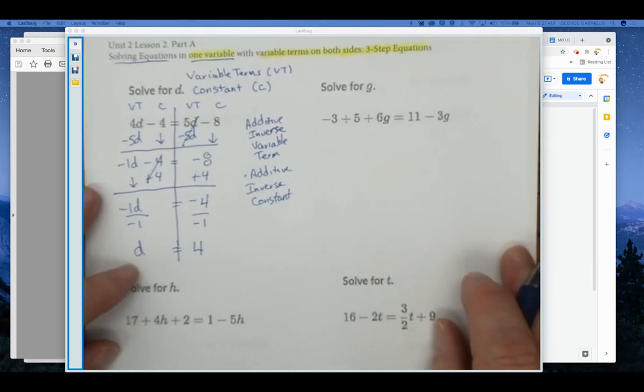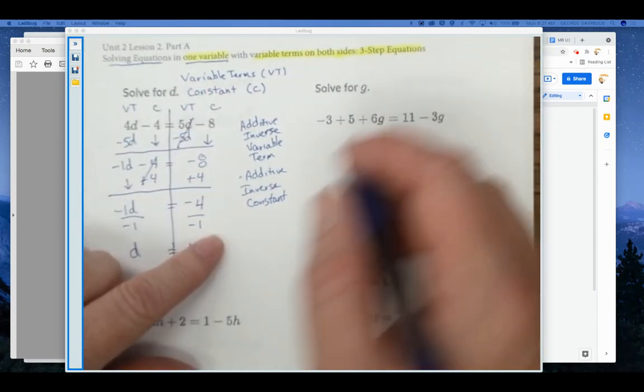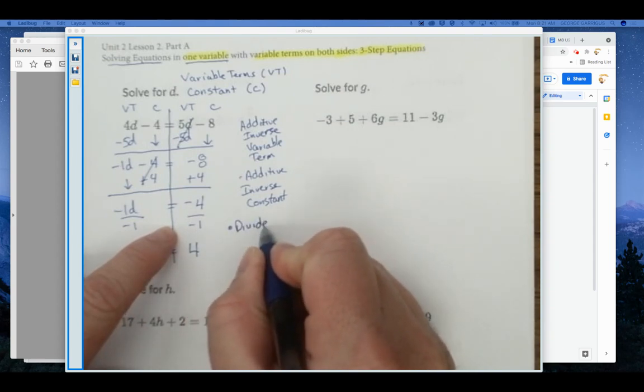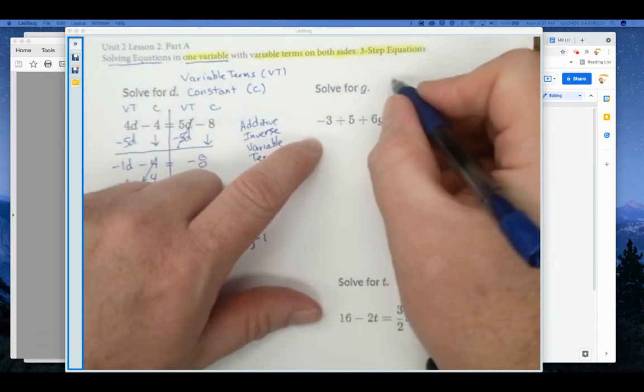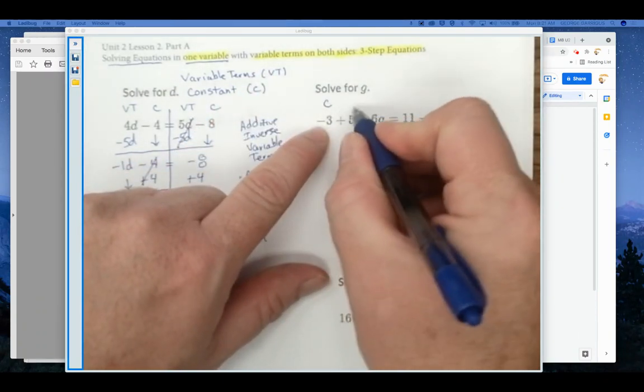Let's go ahead and look at the next problem. Okay, so here on this last step we did, we divided by negative 1. Here we have a situation. Let's identify our variable terms and our constants. Take a look at what we have here. We have a constant and a constant.